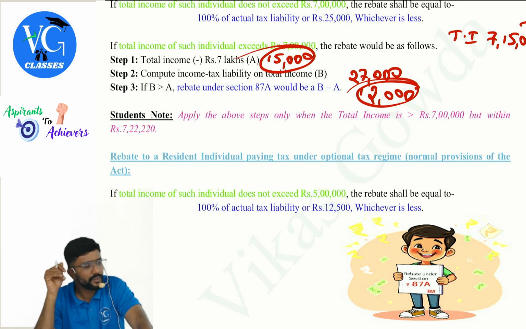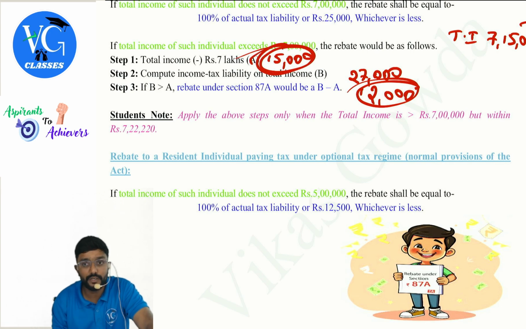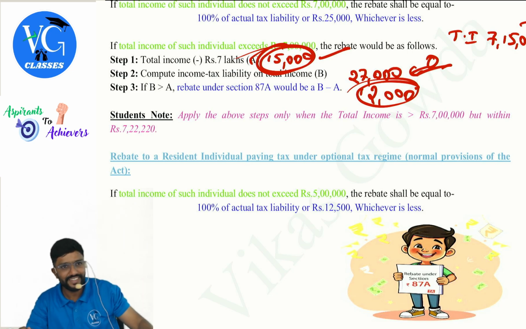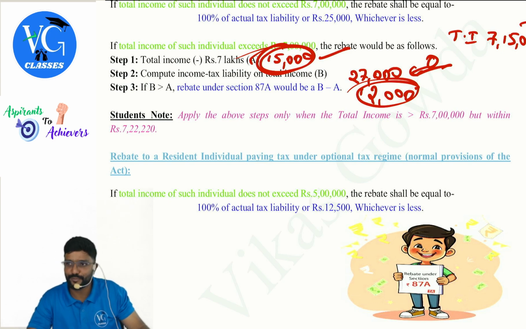Now, just because my income crossed 7 lakh by 15,000, my tax is going from zero to how much? 27,000. Increase in income over and above 7 lakh is only 15,000. But due to that, my tax is going from 0 to 27,000. Clear? So the increase in tax is more than the increase in income over and above 7 lakh. So they said, it is not feasible, let us give them the rebate.